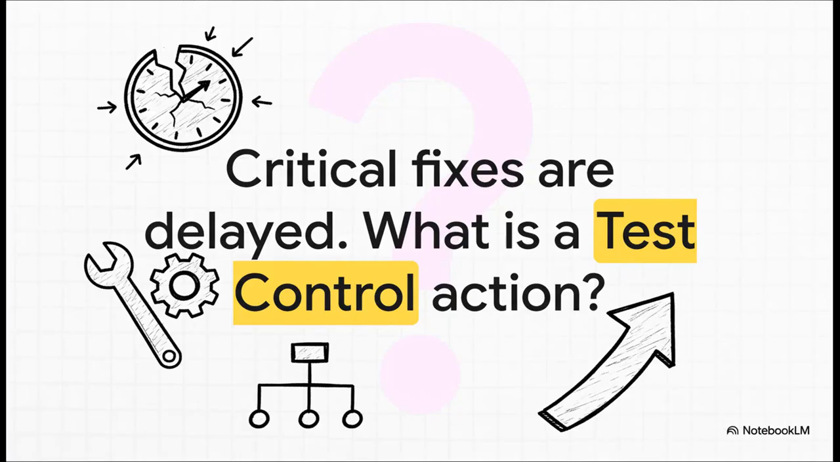Okay, here's the first one. Your monitoring shows that fixing critical bugs is taking too long, and it's putting the release date at risk. Which of these is a test control action? Is it A, reporting the delay, B, updating a chart, C, reprioritizing tests, or D, archiving results? Think about it for a second.